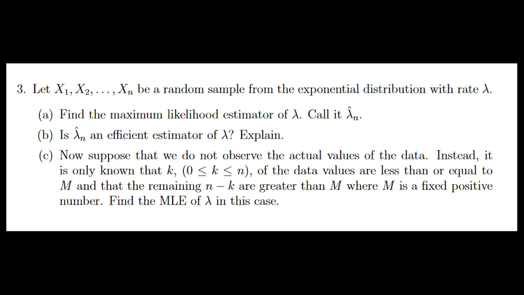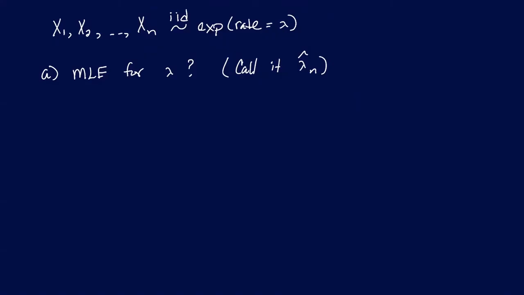And in part C, we want to find another MLE, this time assuming we are not looking at the random sample, but instead another kind of piece of information. And I'll talk about that when we hit part C. So let's go. So as I was saying, part A is very straightforward.